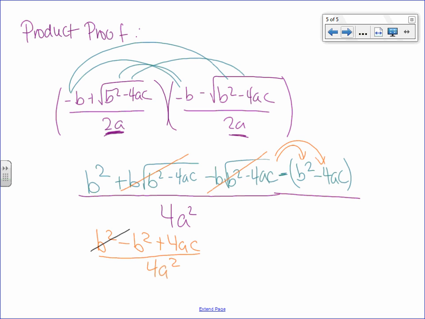Now these cancel, and I'm left with 4ac over 4a squared. And look at that, the 4s cancel, and the a in the numerator cancels with one of the a's in the denominator, so you're just left with c over a. So the product of the roots of a quadratic is c over a.